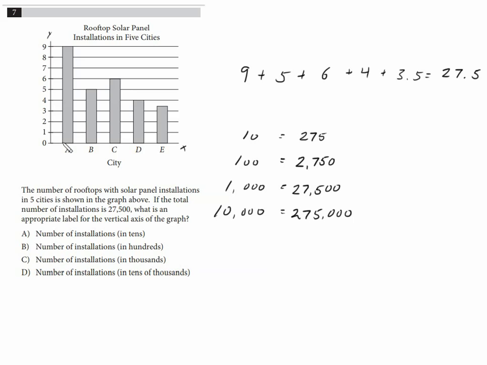And all they're really asking for is for you to recognize that 27,500, to even get to a sum close to that based on the numbers labeled here, have to be multiplied by 1,000. So the answer for this one is C.